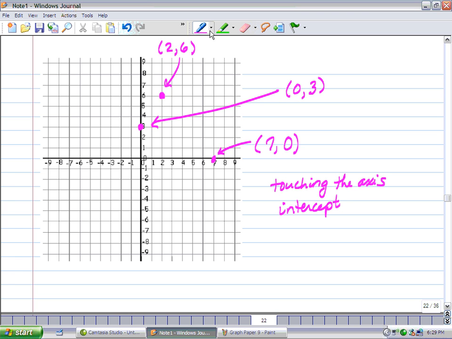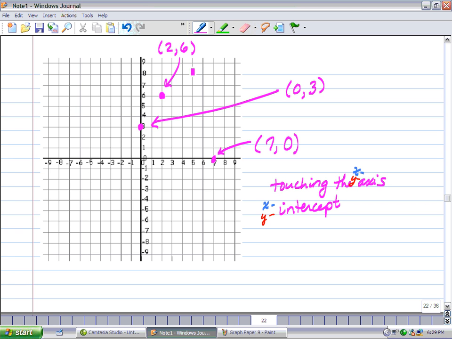So if it's touching the x-axis, we call it an x-intercept. And if it's touching the y-axis, we call it a y-intercept. And of course the one in the middle that is both, 0, 0, we call an xy intercept.